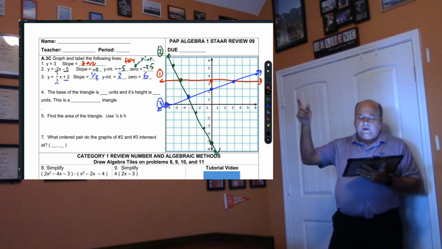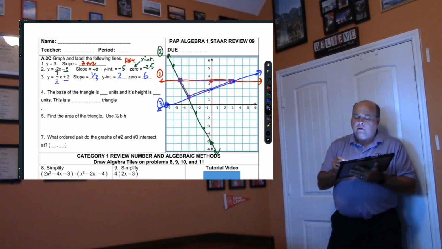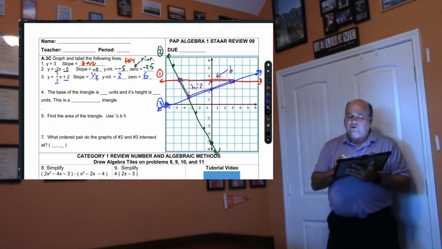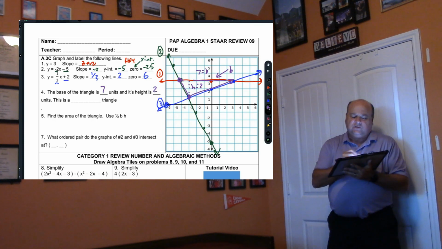Okay, now we're going to go and answer the questions about the lines. Our triangle is going to be here, here, and here. So it looks like this. This will be the base, and right here will be the height. So the height is equal to 2. The base is 1, 2, 3, 4, 5, 6, 7, so the base is equal to 7. The base is 7, the height is 2.